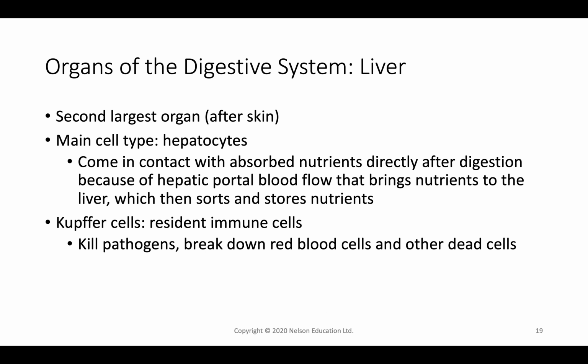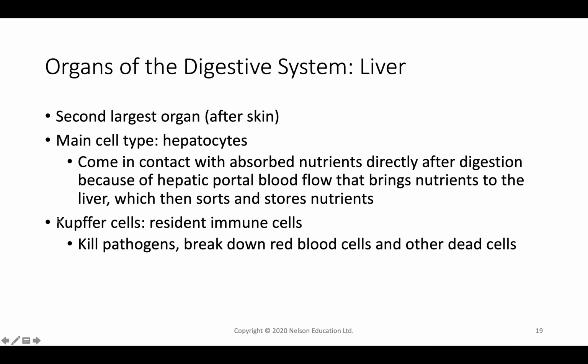All right, so the liver is going to be the second largest organ. The largest organ in your body is your skin. The main cell types of the liver include the hepatocytes. Hepatocytes are going to directly absorb nutrients after digestion because of what's called the hepatic portal blood flow. So nutrients are going to come directly from the intestines into the liver. The liver is going to be responsible for sorting and storing the nutrients, and delivery of the nutrients will then be sent out through the vascular system.